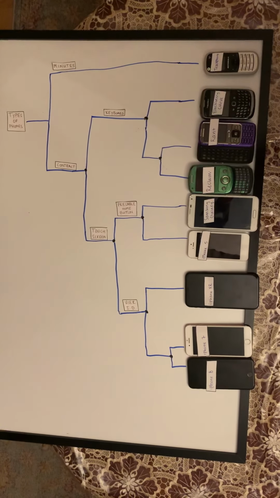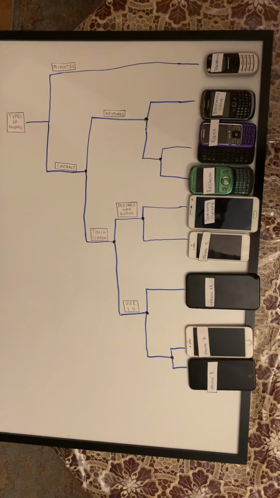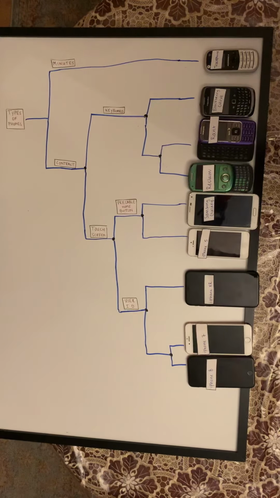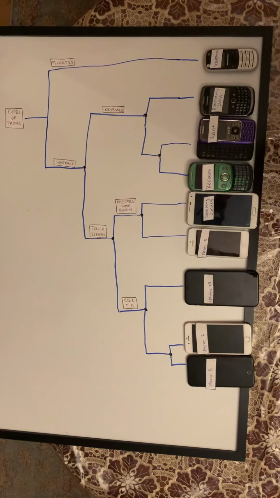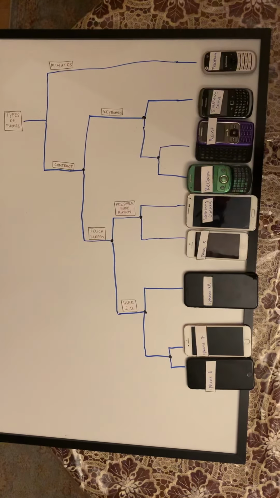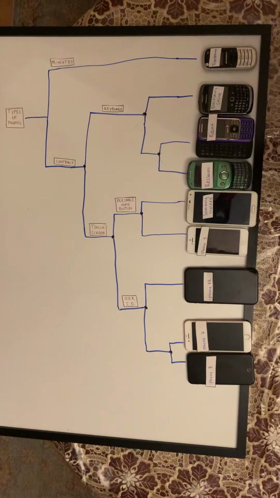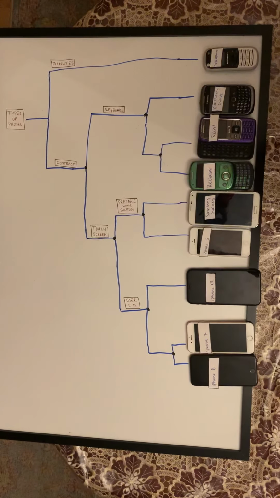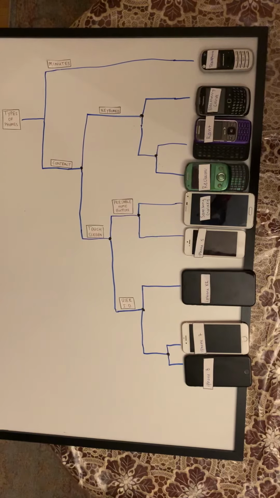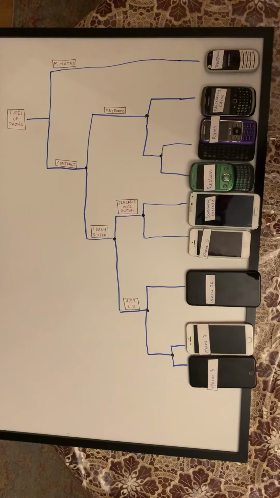Hi everyone, my name is Hassan and today I'll be reviewing an example of a phylogenetic tree. A phylogenetic tree is a graphical representation of the degrees of similarity between OTUs. An OTU stands for Operational Taxonomic Unit, and they are based on differences in DNA sequences. In this tree, our OTUs are the various phones we have.